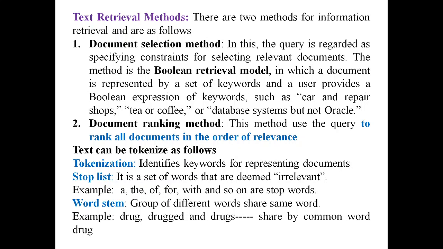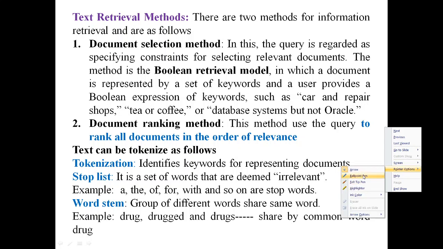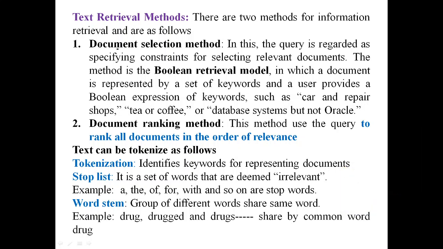Coming to the text retrieval methods, generally there are two types of methods. One is the document selection method. Another one is the document ranking method. Coming to the document selection method, in this we need to select the relevant documents.